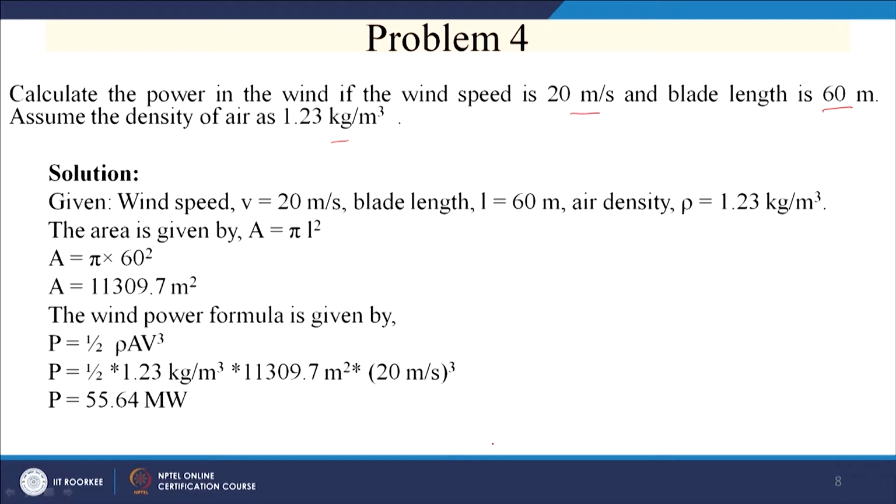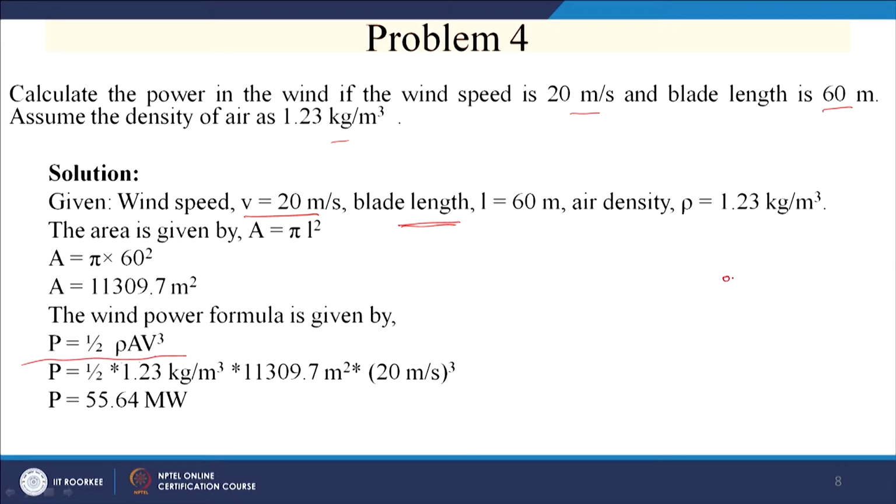So, what is our basic expression? The wind power formula, that is P is equal to half into rho into A into V to the power cube, where rho is the density of air, A is the surface area on which the wind is blowing, that is related to the diameter of the rotor, and then V is equal to wind velocity. So, in our case, wind speed is equal to 20 meter per second, it is given, and blade length L is equal to 60 meter.